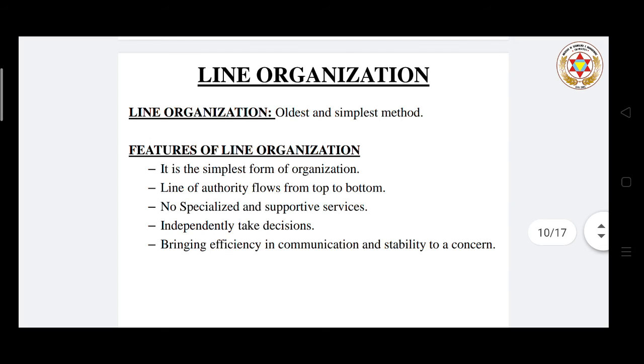So each individual is responsible to one executive only, and there is a vertical flow of authority, and every person in a chain has a direct command. So authority is highest at the top and reduces down the chain.